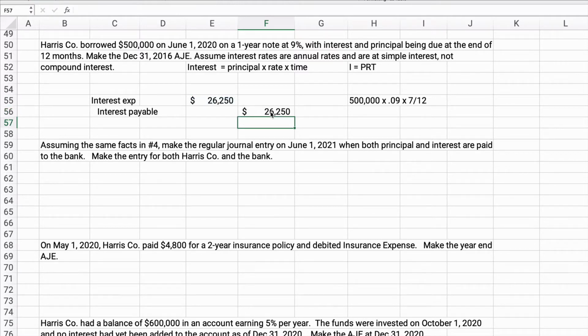We're not going to pay it until June 1st, basically 2021, or May 31st, June 2021. All right, the next one is same facts. Make the regular journal entry on June 1st. June 1st is the date, 2021, when both principal and interest are paid to the bank. Make the entry for Harris and the bank. We'll make the entry for Harris. We won't do the bank on this side. I'm going to delete this because I can. How about that? Make the entry for Harris.